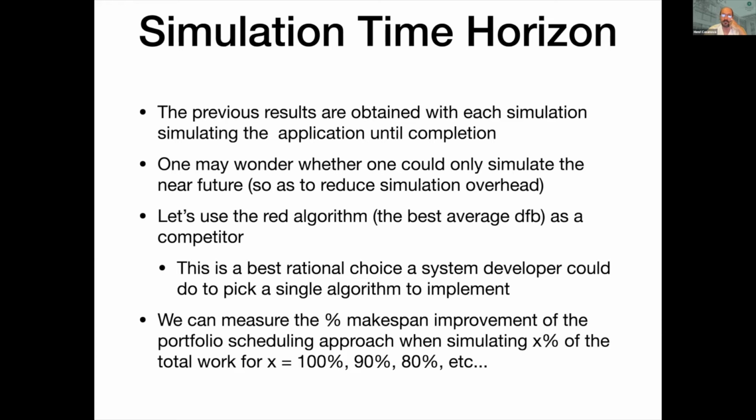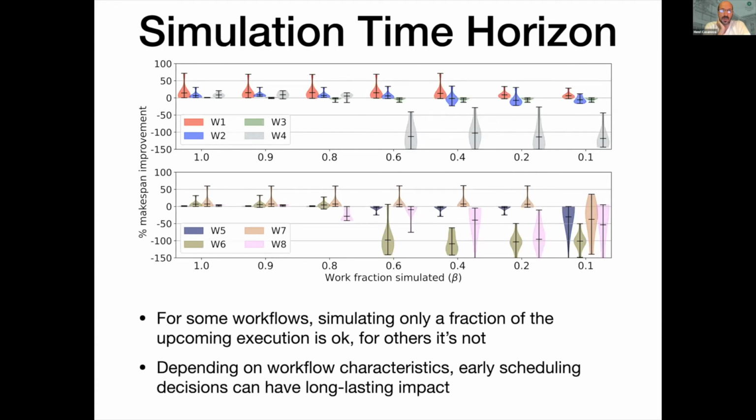but then we know exactly what the application makespan is going to be because we simulate its execution up until its completion. And so this is one set of results where on the x-axis, we have the fraction of work being simulated. And on the y-axis, we have the improvement over the one algorithm approach, right? So values above 0 mean portfolio scheduling outperforms the one algorithm approach when, again, we pick the best on average one algorithm as our competitor. And the different colors are for the different workflows. And for every workflow, we show a violin plot that shows the shape of the distribution with the average, the mean, and the max.